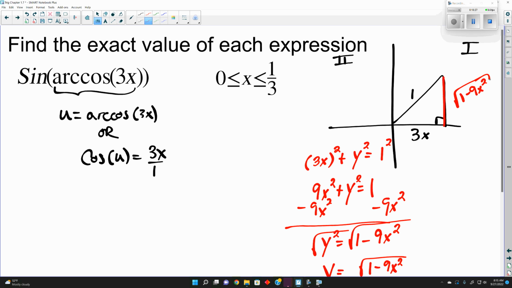So, with all that, we can say that we have sine of u. Well, for sine, in our angle u here, we have opposite over the hypotenuse, yes? What's the hypotenuse? 1. And the numerator is this here, so it's just the square root of 1 minus 9x squared. And that's it. We can't really simplify that any further because it's not squared.